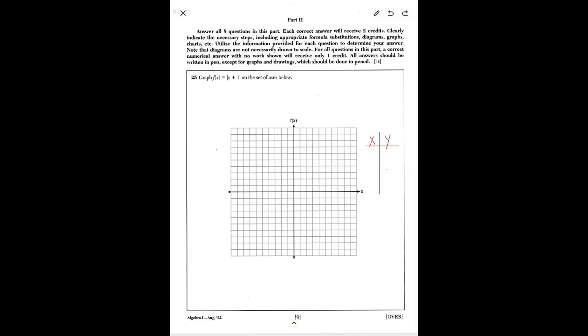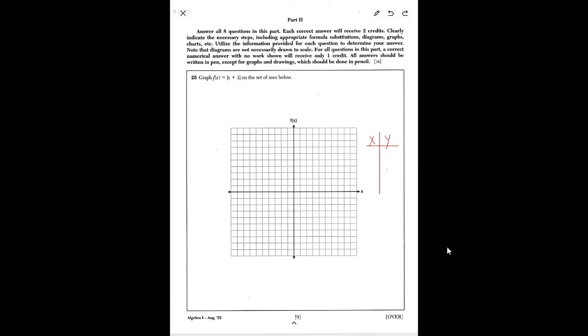Also, they forget arrows. So this one is just saying graph the absolute value of x plus 1 on the set of axes below. So all you're going to do is enter this into your graph, go to your table, find 5 points from that table, plot them, and then draw your lines through them. Okay, so all we need is the calculator.